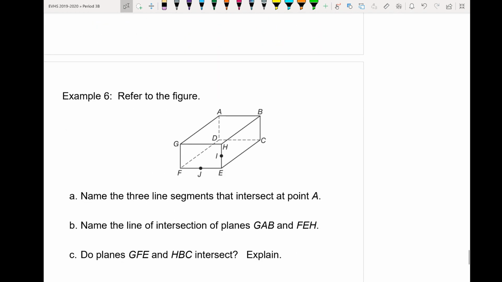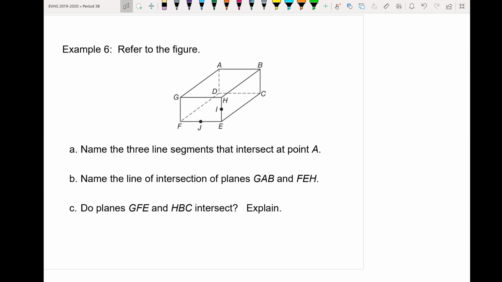Okay, refer to the figure. Name 3 line segments that intersect at point A. I'll give you a hint: they're all going to have the letter A in their name. AB, DA, and then our last one here is GA.